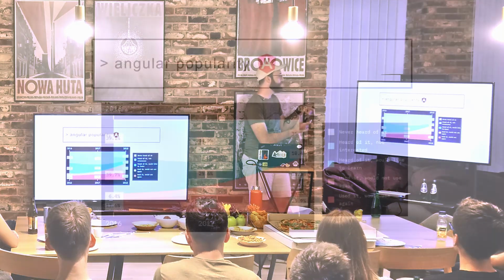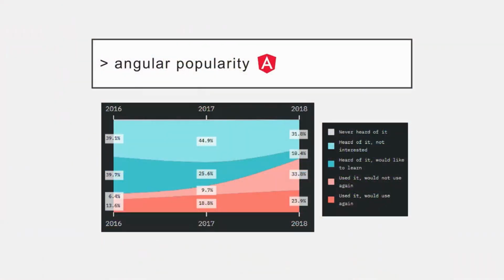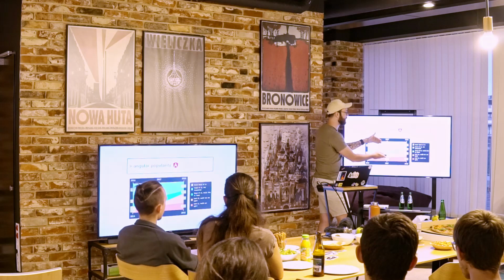So like I said, there was that big pink block of people who don't want to use Angular anymore. And you can see over time how the trends have shifted, right? So at the beginning, Angular looked a lot more like Vue did, where not that many people had used it, but a lot of people wanted to. But over time, you can see a lot of people have used it, don't really want to use it. There's less people who want to learn it.